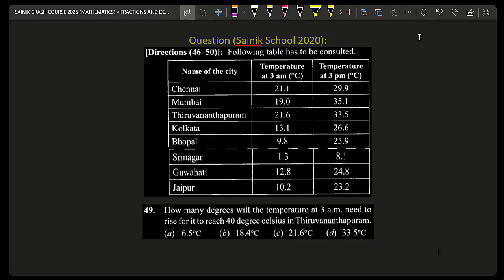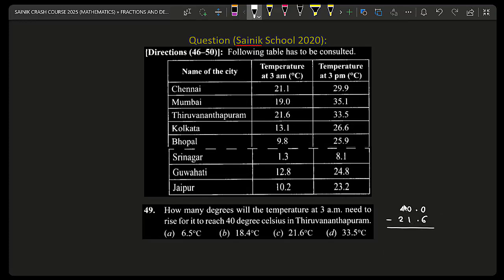In Thiruvananthapuram at 3 a.m., what is the temperature? 21.6. Now, what are they asking? 21.6, how much it has to rise to reach 40 degrees Celsius? So, which operation do you need to do? Subtraction. From which number do we have to subtract which number? 40.0 minus 21.6. Subtract this. It's not 6, it is 0.